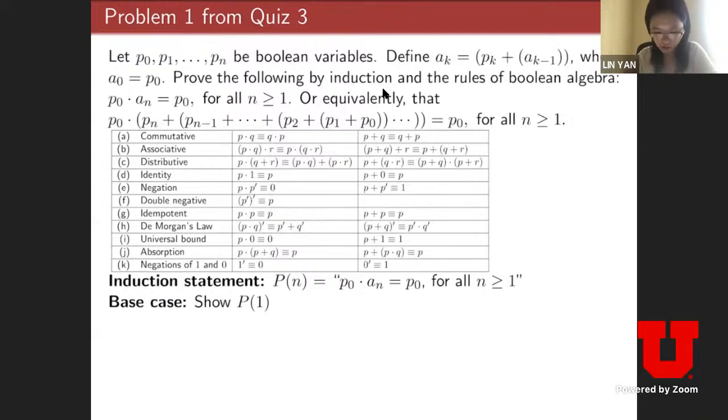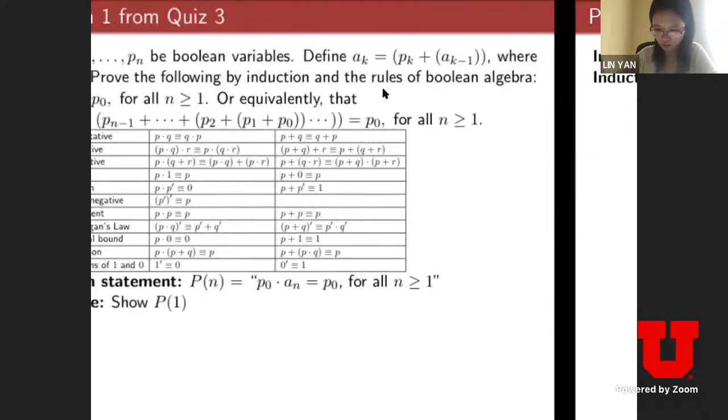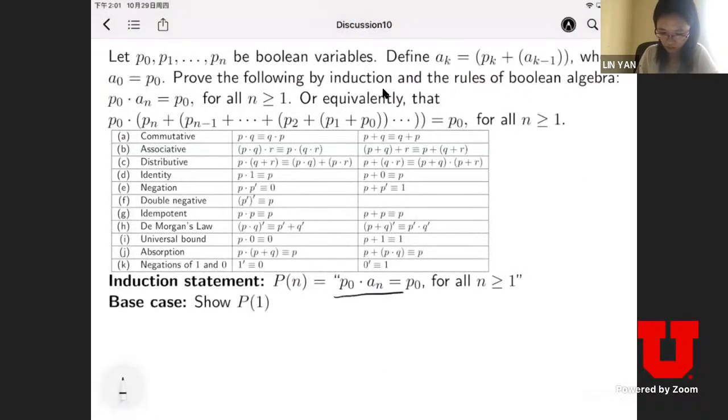As we already know, there are 4 steps to do an inductive proof. First is the problem statement. The statement is that we want to prove P0 times An is equal to P0. Then we need to show the first case, the base case, P1.